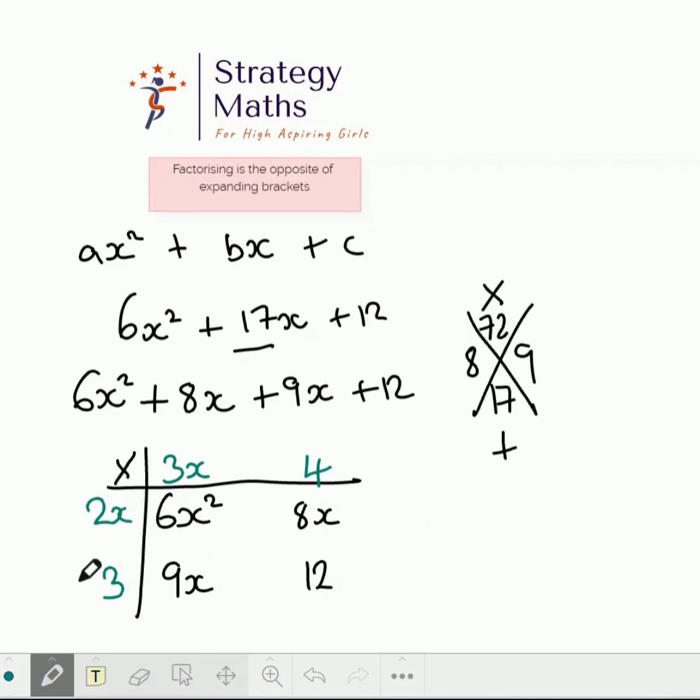So there we have it, 2x plus 3, 2x and a positive 3, multiplied by 3x and a positive 4. We'll give our quadratic 6x squared plus 8x plus 9x plus 12. So there we have it, our factorised form in a nice and logical way.